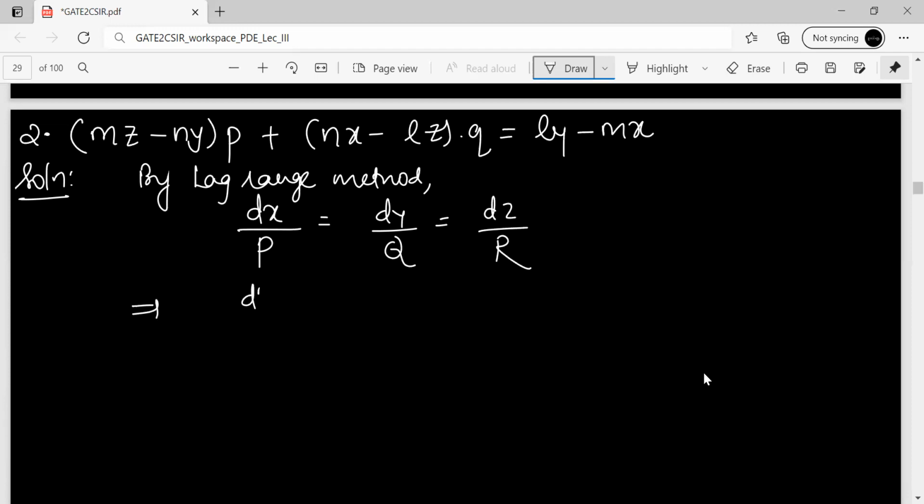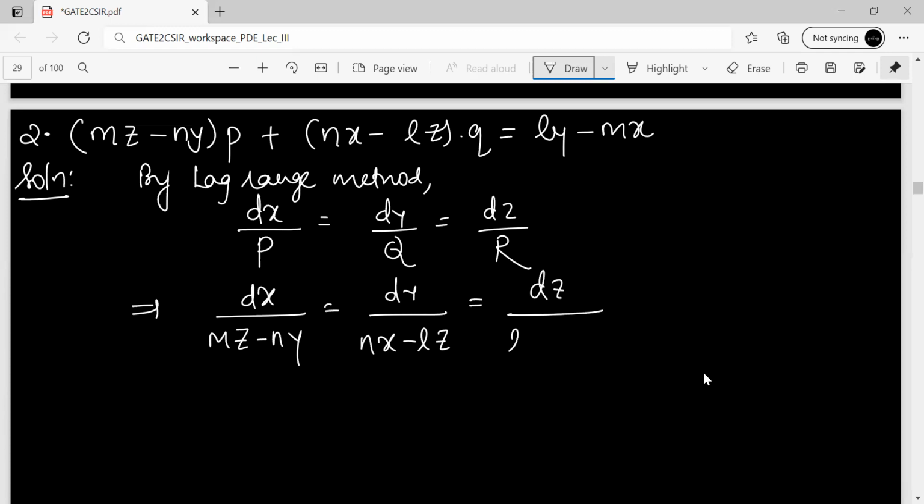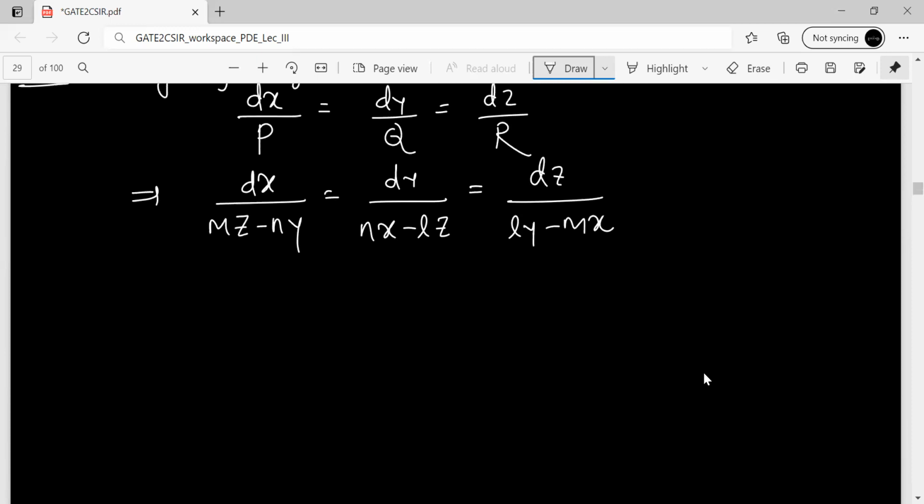Now this will give me dx over mz minus ny equal to dy over nx minus lz equal to dz over ly minus mx. So what can I think of doing to cancel this? My goal is to cancel them. So I'll go with the first step only.